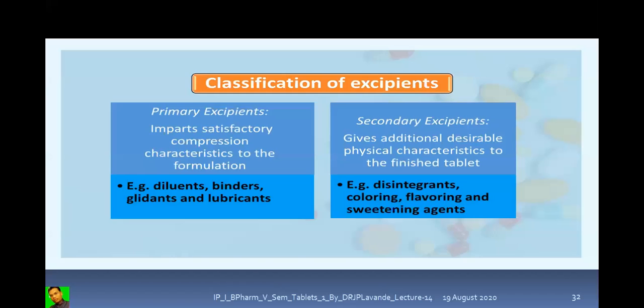So this is the classification of the excipients. These are classified as primary excipients and secondary excipients. Primary excipients offer the compression characteristics. Examples are the diluent, binder, glidant, lubricant. The secondary excipients offer the additional desirable physical characteristics to the finished tablet, and these are the coloring, flavoring, sweetening agents, along with the disintegrating agent.